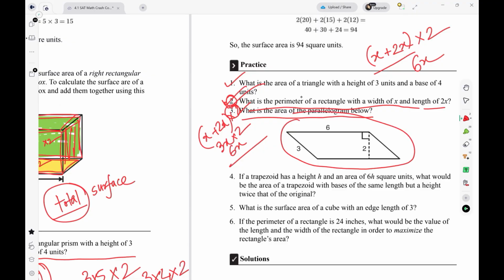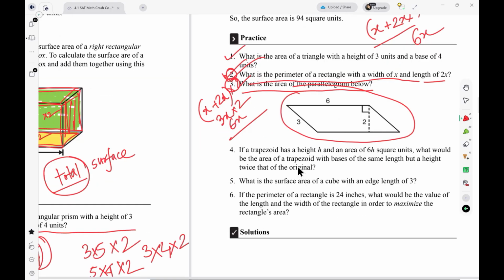What is the area of this parallelogram? Parallelogram is based on height, right? Exactly, the area of the parallelogram would be the base multiplied by the height. Okay, so then can you please tell me the answer? Is it 12? Yeah, that would be 12. Exactly. That would be 12. Number 4.